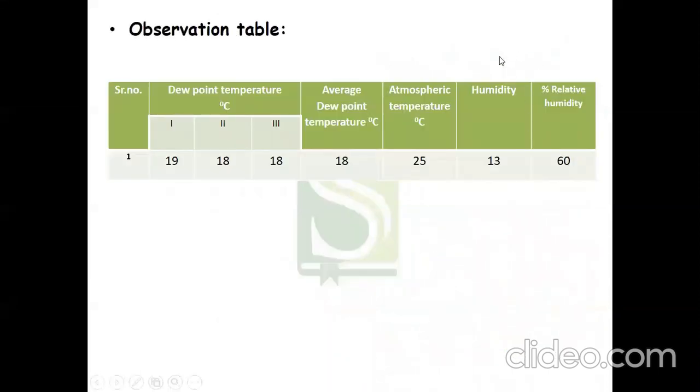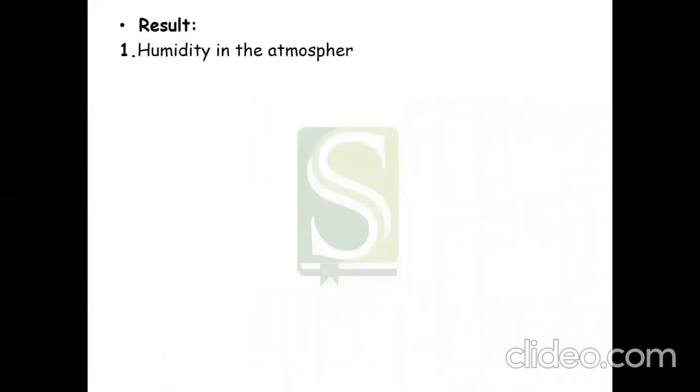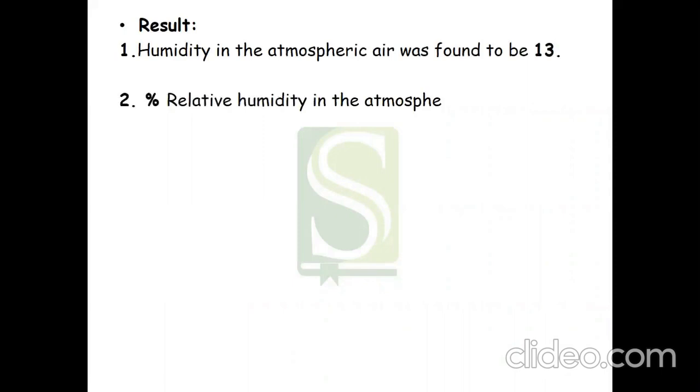Now we will complete our observation table as humidity was 13 and percent relative humidity was 60. So we will write the result as humidity in the atmospheric air was found to be 13 and percent relative humidity in the atmospheric air was found to be 60%. So this was all about dew point method.